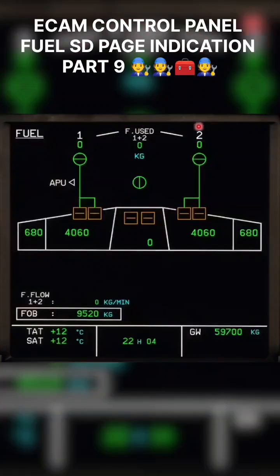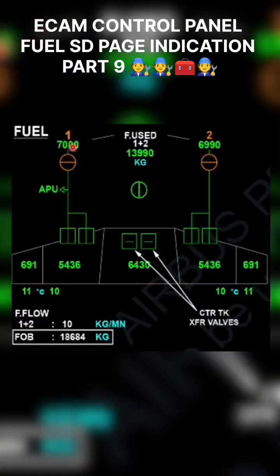If you look at the top, there is a fuel used quantity 1 plus 2. This means number 1 engine and number 2 engine. Suppose number 1 has used 300 kg and number 2 has used around 400 kg, then 300 plus 400 comes to 700 kg total fuel used quantity on the fuel SD page. In this example, engine 1 is 7000, engine 2 is 6990 kg, and the center gives you a total of 13990 kg. This is all about the fuel used quantity by engine 1 and engine 2.